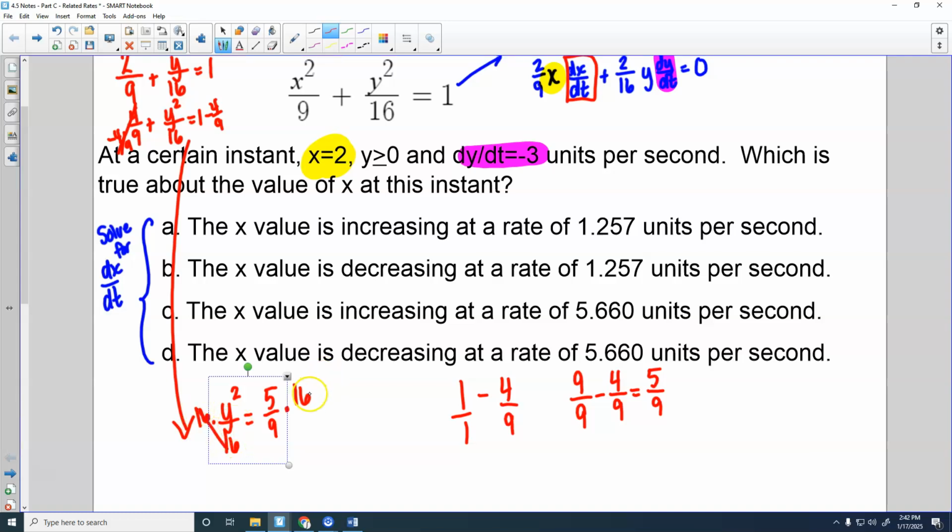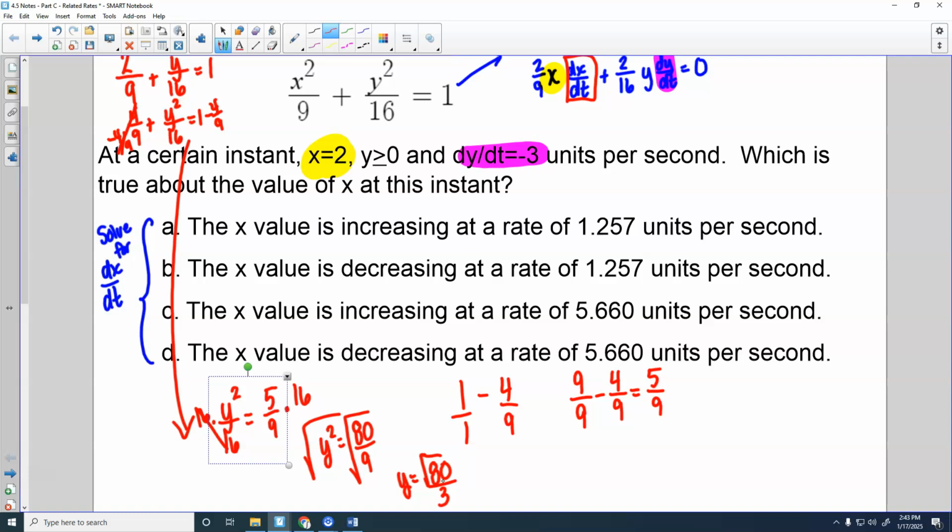We are going to multiply both sides by 16, which is 16 times 5 is 80 over 9. So we get y squared equals 80 over 9. And we're going to square root both sides, which normally would need a plus or minus. But what did they tell us about y? It's positive. So we're just going to say the square root of 80 over 3, where the 3 is not in the square root, although you could just leave it square root of 80 over 9.